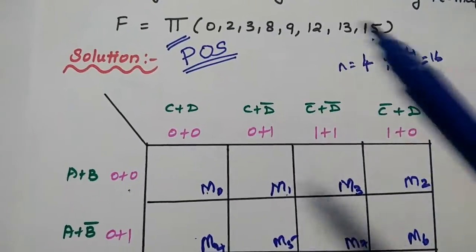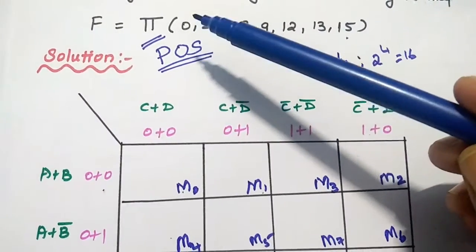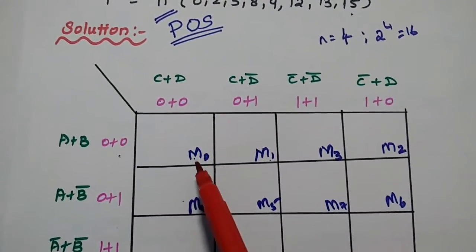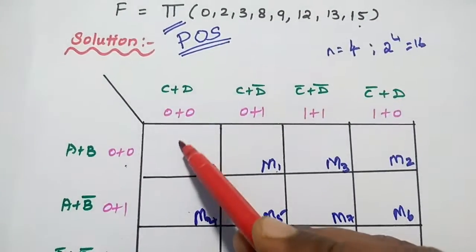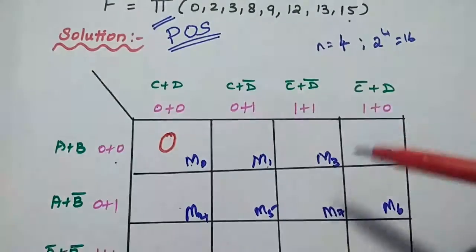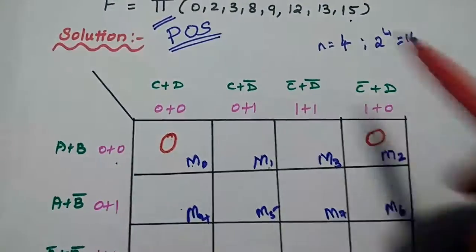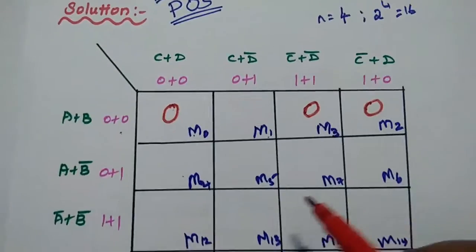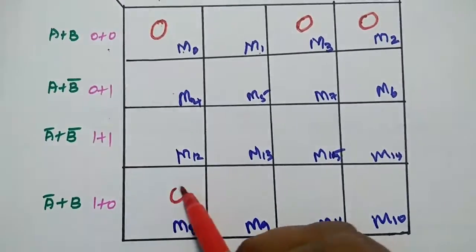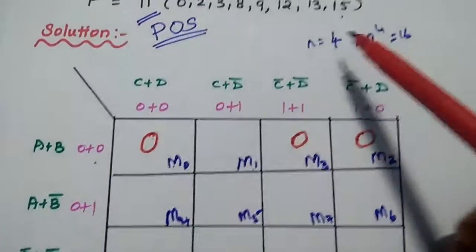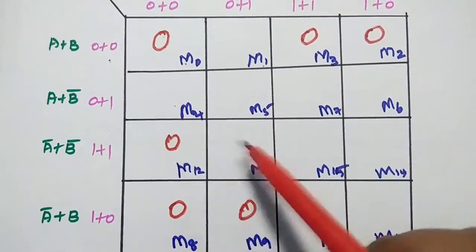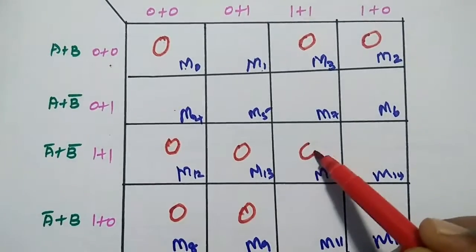So next we are going to place the values corresponding to these given numbers. 0 means we have to put 0 here. So here, 0 means M0. So put a value here, and then 2. Where is 2? Here. Then 3. 3 means M3. 8, here it is in the 4th row, first column. Then 9. 9 means here. And then 12, 13, 15. Where is 12? 12, 13 and then 15.